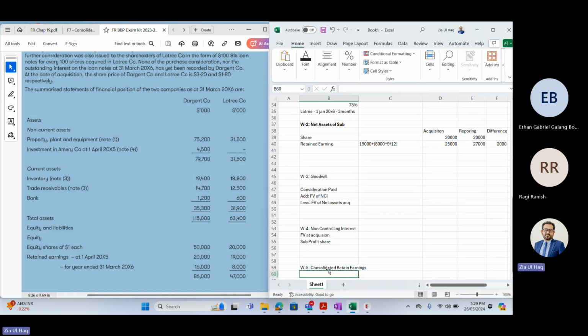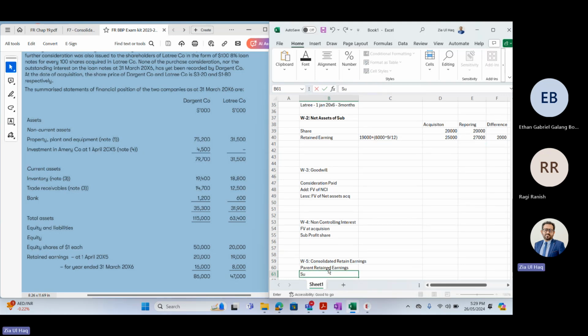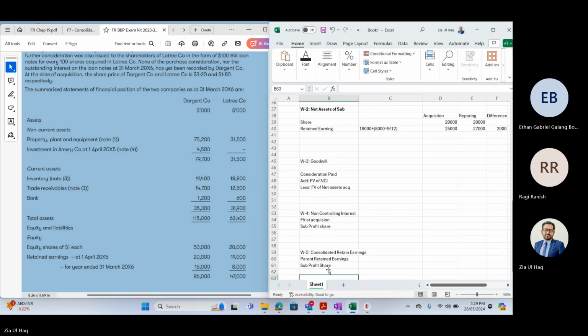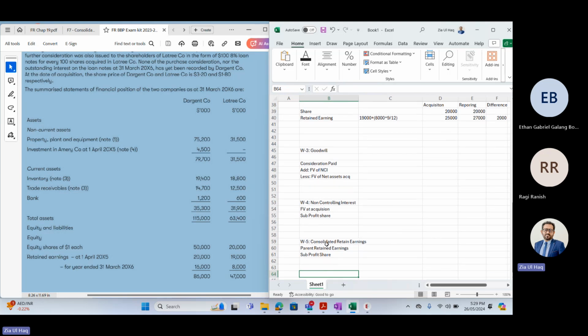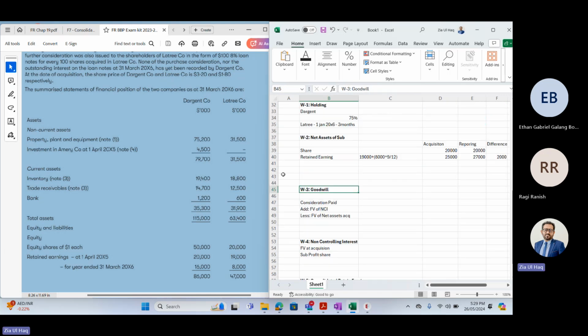And in that, we need to write down a parent retained earning. That we need to add subsidiary profit share. And we need to deduct something. So leave space regarding that. Make it bold so that we can identify separately. Okay.